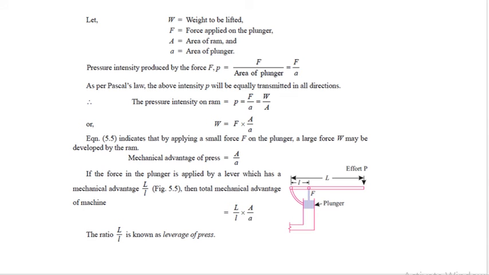If the force on the plunger is applied by a lever which has a mechanical advantage of capital L upon small l, if we apply the load on this lever, in that way the total mechanical advantage of machine will be capital L upon small l into capital A upon small a, if we use lever for applying the load. In that condition, this capital L upon small l is called leverage of the press.